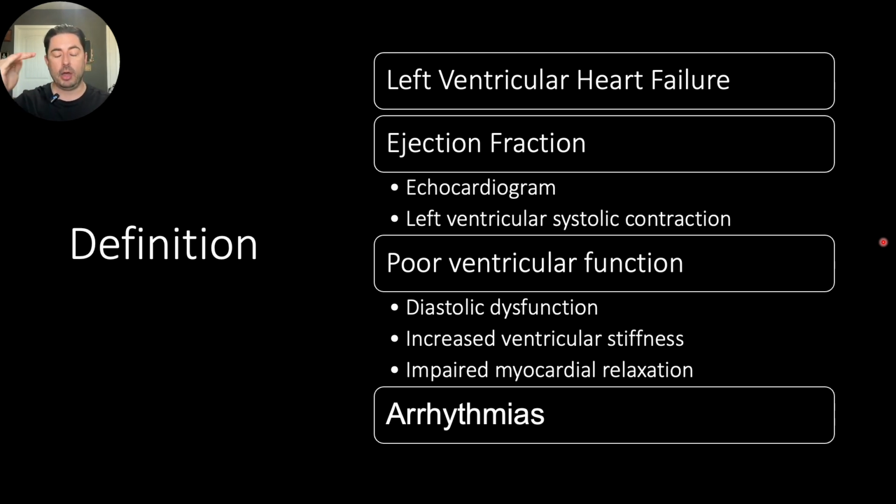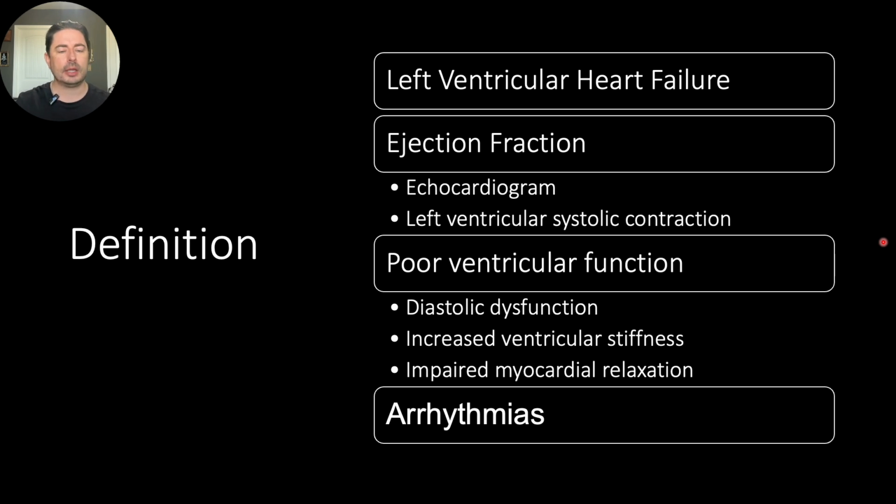Now, when that value drops below 40%, that is an indicator to confirm heart failure. If that ejection fraction, or the EF, falls below 35%, this can actually be life-threatening and it can lead to arrhythmias. So how do we get the ejection fraction?